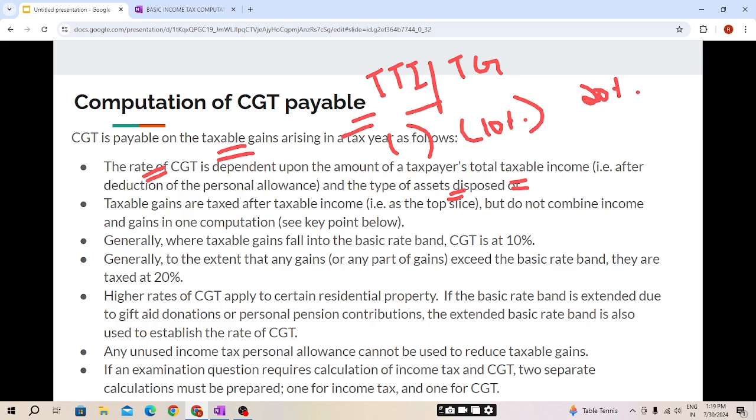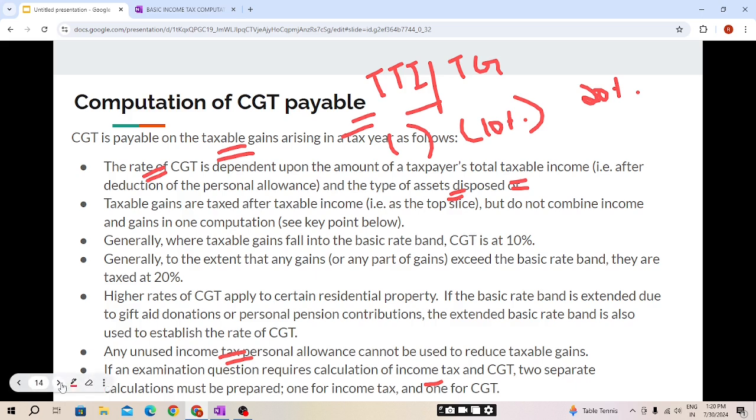The personal allowance and the AEA will not be confused. Personal allowance is for the income tax and AEA is for the capital gains tax. And if any examination question requires calculation of income tax and CGT, two separate computations need to be prepared, students. I hope this is clear.